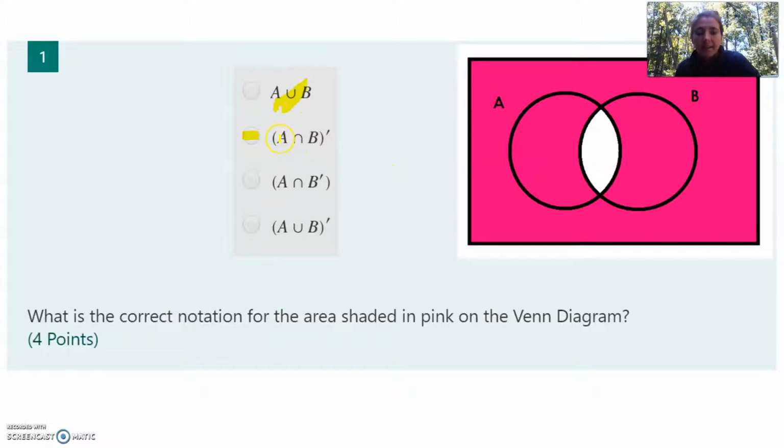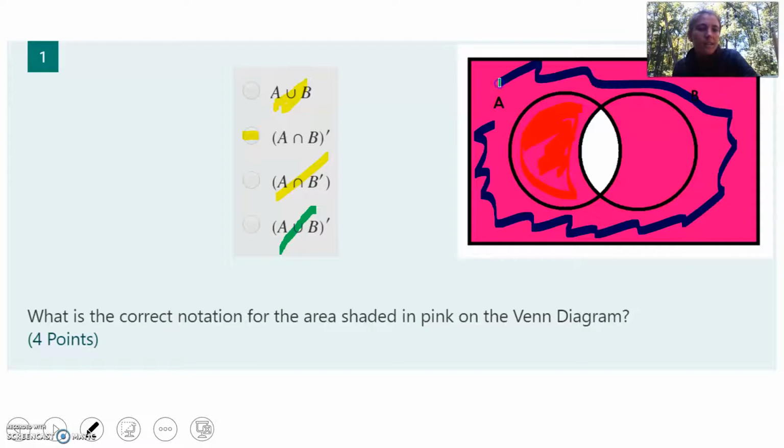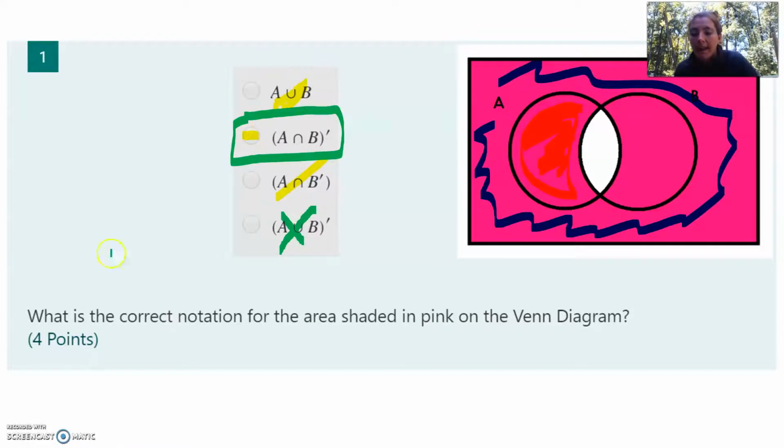This says everything that's not in the intersection of A and B, and that is what we're seeing shaded in pink over here. A intersect not B would just be this interior portion of A, so that one doesn't work. And then A union B not would be everything outside of both circles. So let's see if I can get that in another color. This one would be everything on the outside, and we are not seeing that either. So the second option was the correct choice, everything that's not in the intersection of A and B.